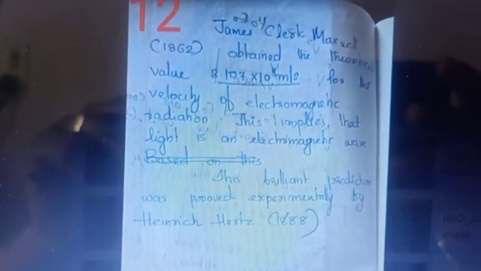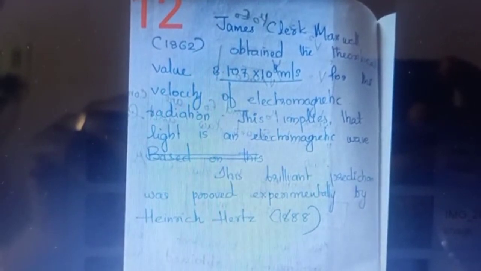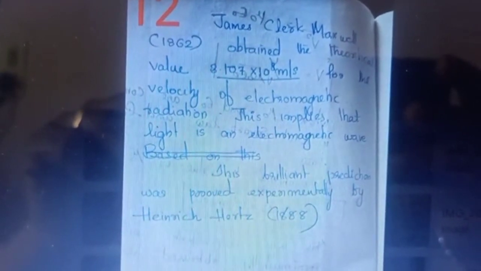James Clerk Maxwell obtained the theoretical value for the velocity of electromagnetic radiation as 3 into 10 raised to 8 meter per second. This implies that light is an electromagnetic wave. This brilliant prediction was proved experimentally by Heinrich Hertz in 1888.